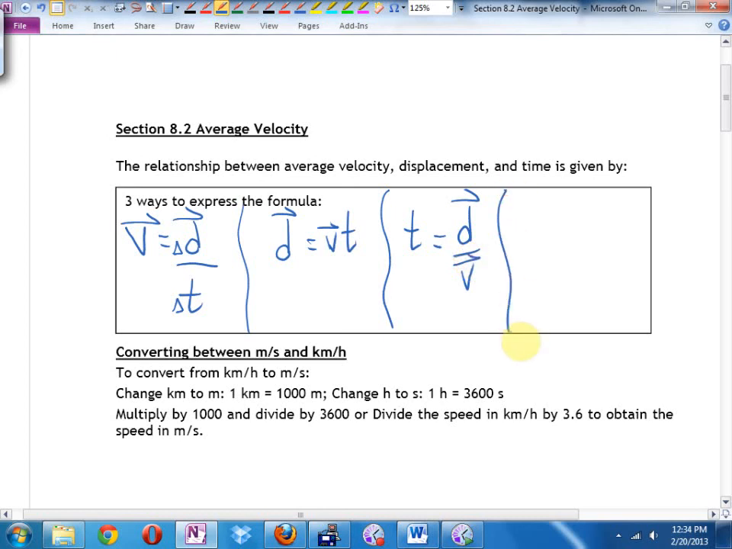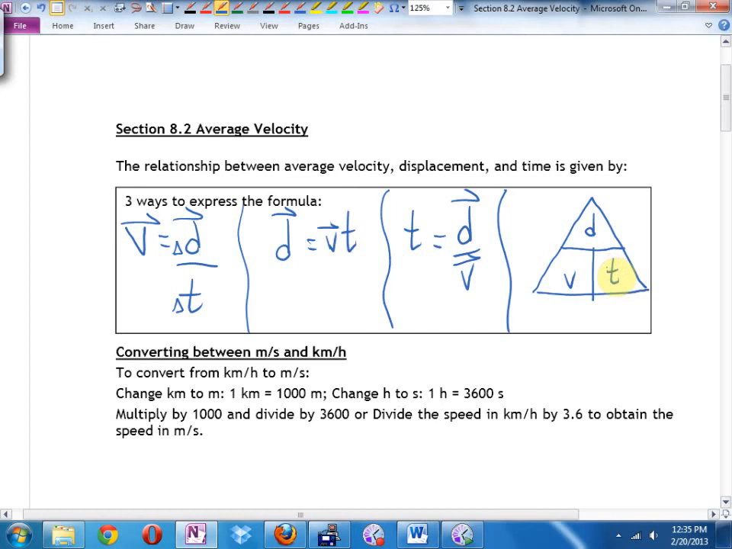I've always done this mathematically because I'm a math nerd. Apparently, some teachers teach this triangle. I hate this thing, and I'll be honest, I don't even know how it works. But I think they give you a triangle, and I think they put the D there, the V there, and the T there. Is that correct?